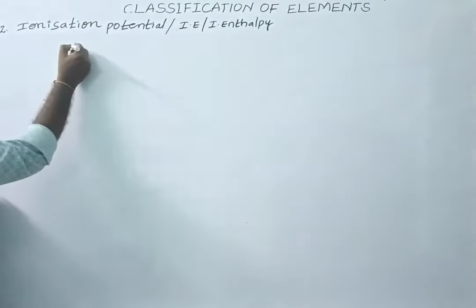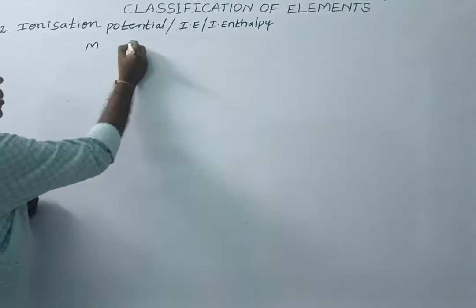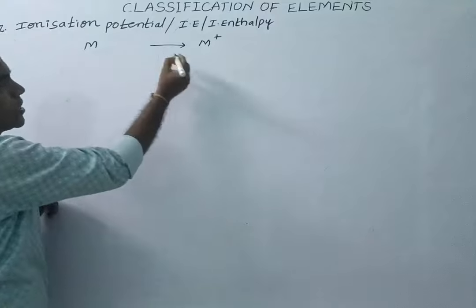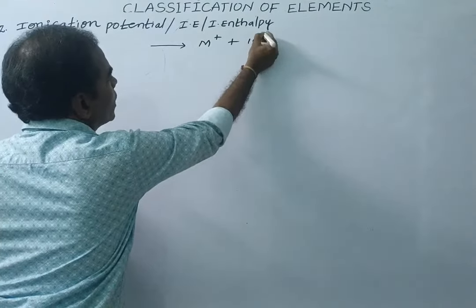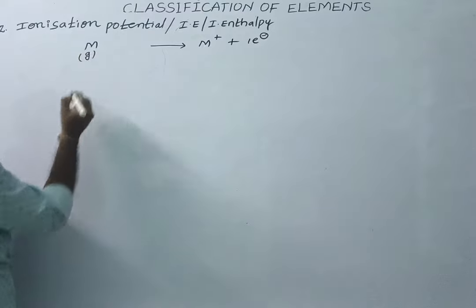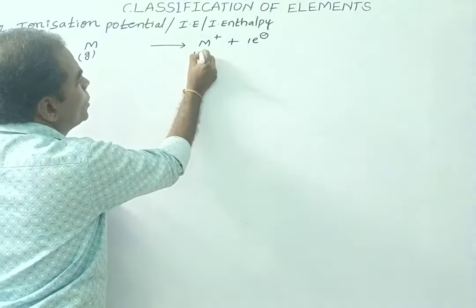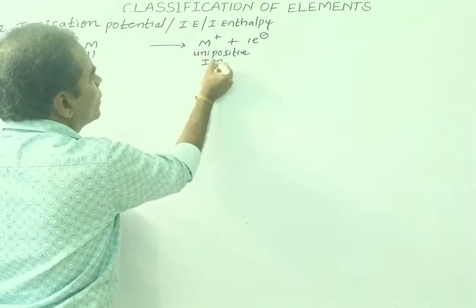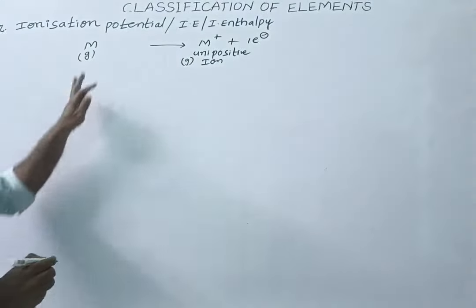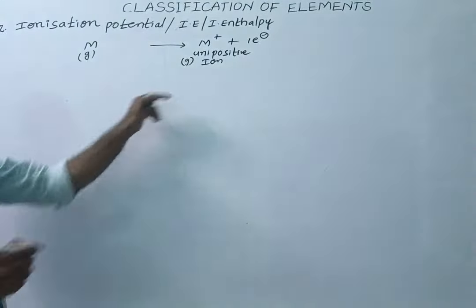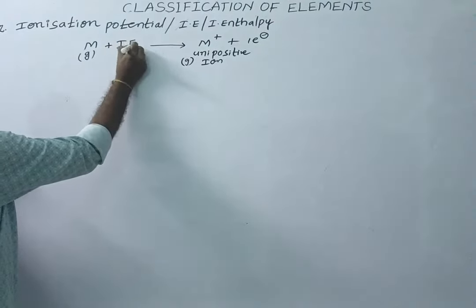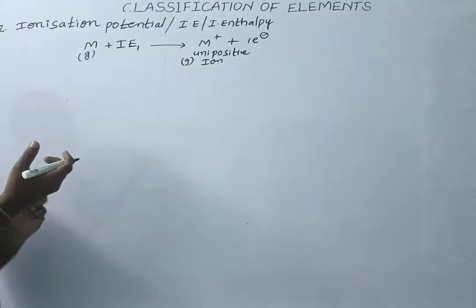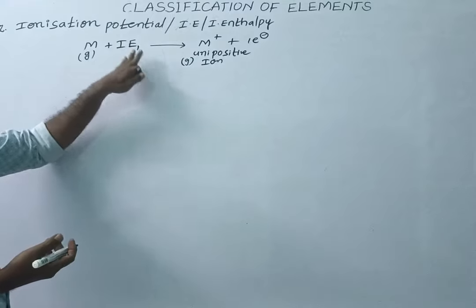Let us consider a neutral atom M. To remove an electron from its valence shell, it is converted to M plus ion and releases one electron. Here this is a gaseous neutral atom. Here this is a uni-positive ion, also in gaseous state. A neutral atom converted to uni-positive ion requires some amount of energy. That energy is known as first ionization energy. That means from the neutral atom we remove an electron, we require some amount of energy, and that energy is known as first ionization energy.